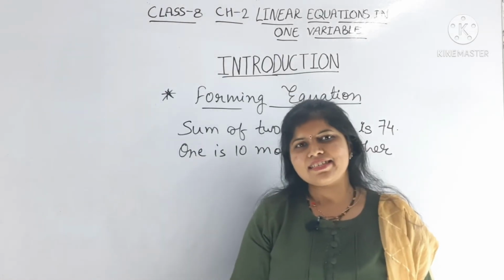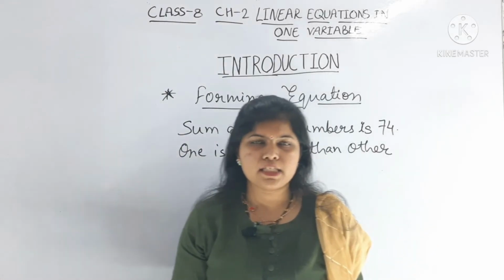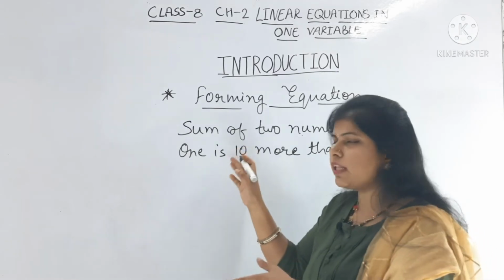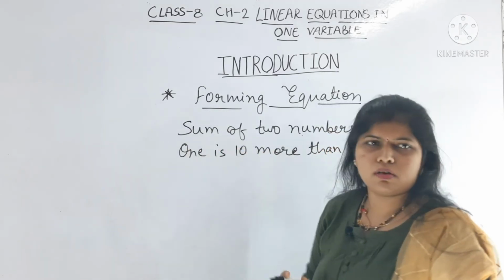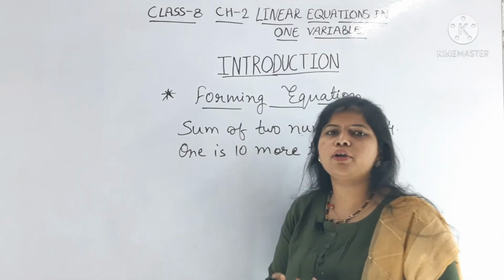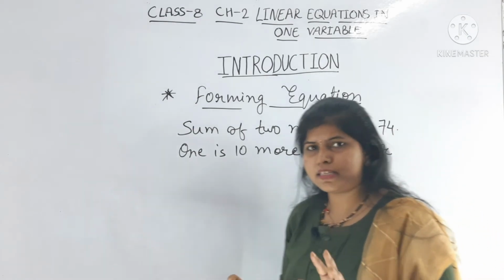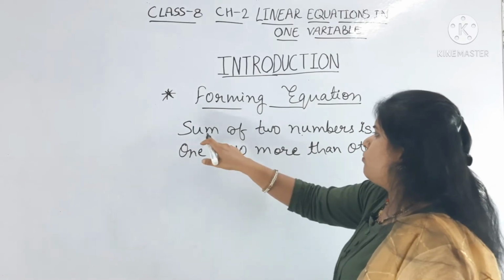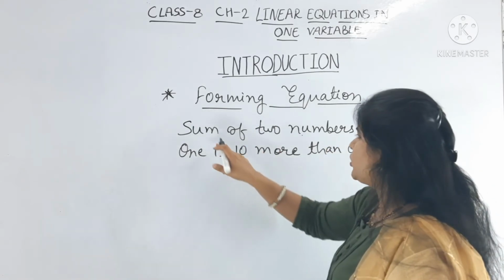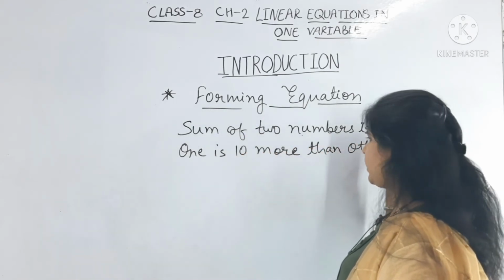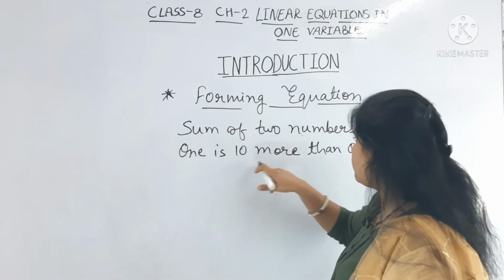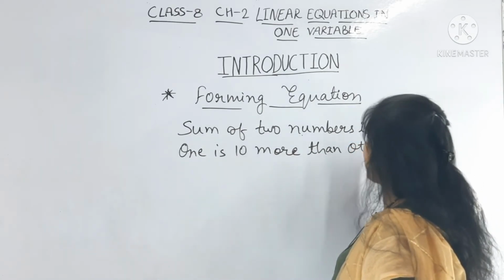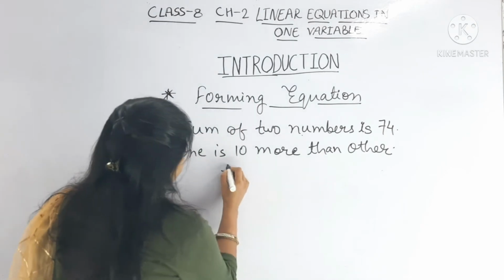Now students, let's see forming equations. The next point is forming equations, how you will form them from a word problem. That is Exercise 2.2. It is totally based on word problems. Like this: what is the equation? Sum of two numbers is 74. One is 10 more than the other. So what do we have to take?